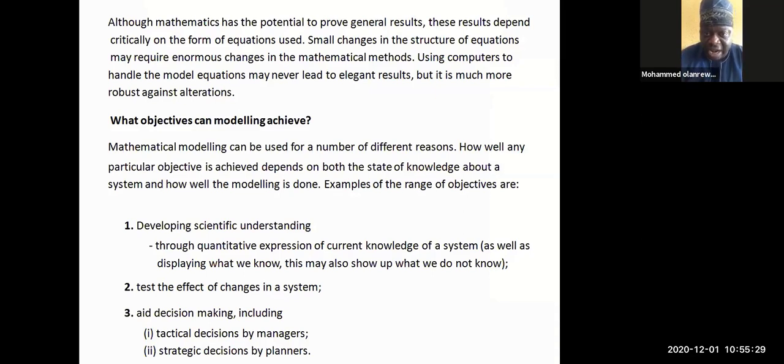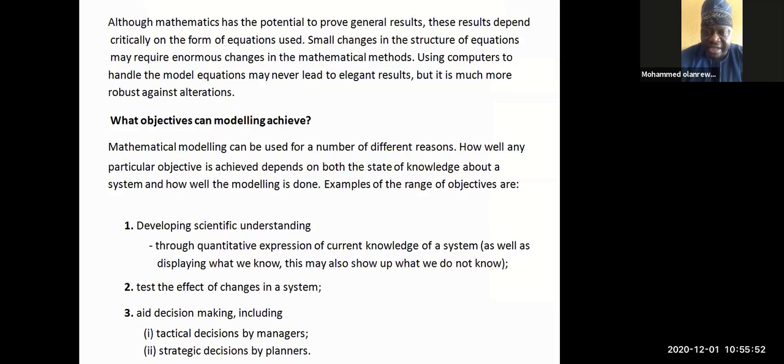What objectives can modeling achieve? Mathematical modeling can be used for a number of different reasons. How well any particular objective is achieved depends on both the state of knowledge about a system and how well the modeling is done. Examples abound and will be given as we go along.